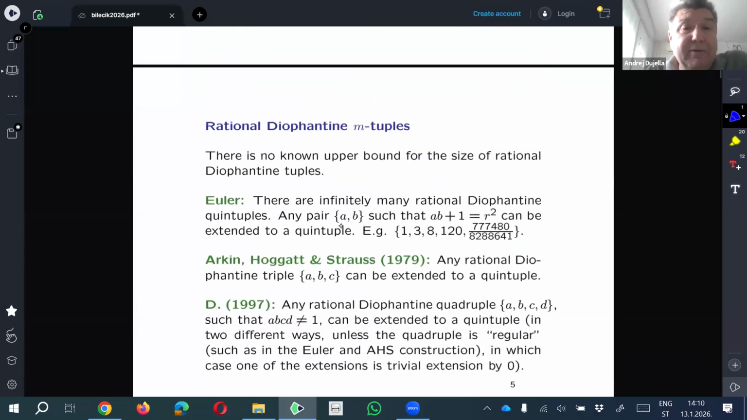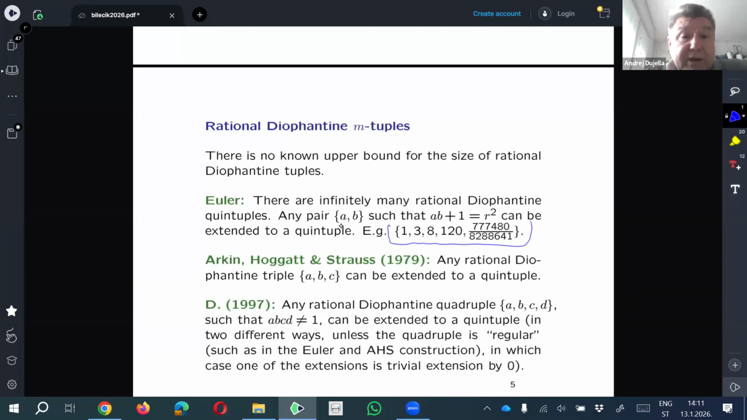Let me now switch to the rational case, where the situation is quite different. We don't know any upper bound for the size of rational Diophantine tuples. It is even not clear what should be conjectured here. So let me say what is known. The first important result is due to Euler. He proved that there are infinitely many rational Diophantine quintuples. In particular, he was able to extend the Fermat set 1, 3, 8, 120 by a fifth positive rational number.